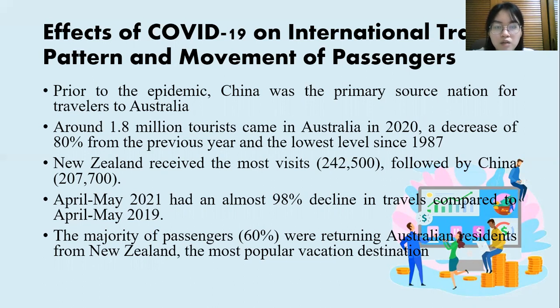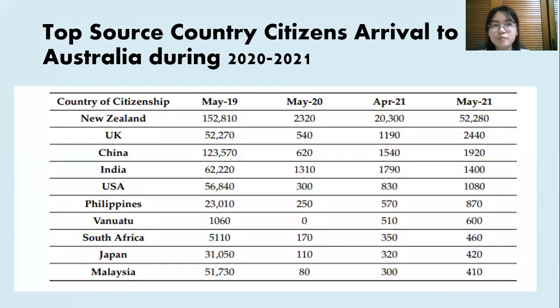This includes a 126.2 times decrease in the number of passengers from Malaysia, followed by a 74-time decrease in the number of travelers from China, 60.54 for the United States, 52.6 India, 44.4 the Philippines, 26.4 the United Kingdom, 21.4 South Africa, 11.1 New Zealand, 2.9 and Vanuatu 1.8. However, this may not accurately reflect the true impact on passengers due to the fluctuating number of travelers. So this one is the top source country citizens' arrival to Australia during 2020 to 2021.